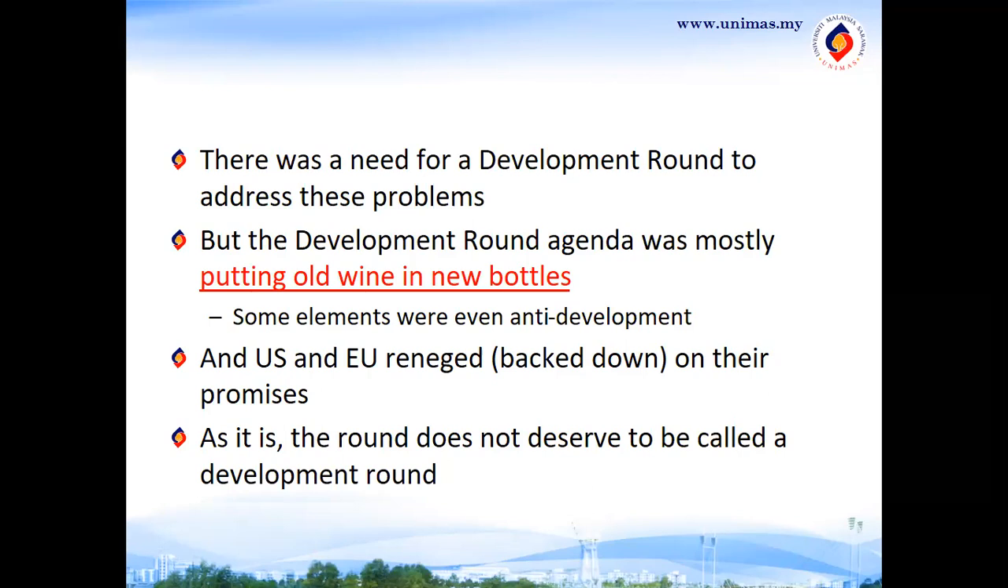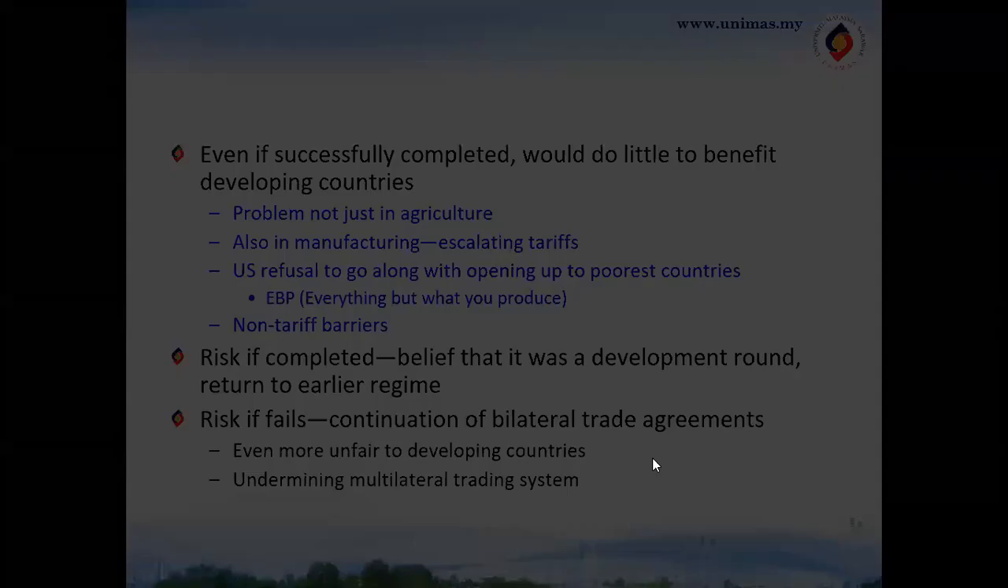Okay, so another thing is that the US and also the European Union promised to do their best to help, but they backed down or reneged on their promises. So at the end of the day, they didn't do it, yeah, to help the poor countries, right? So the development round actually ataupun meeting ini doesn't help and does not deserve to be called a development round after all, right?